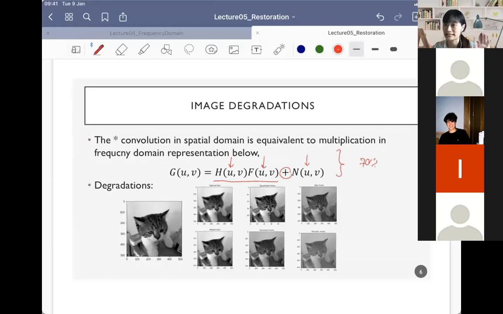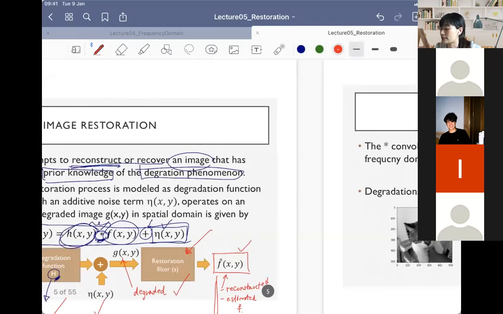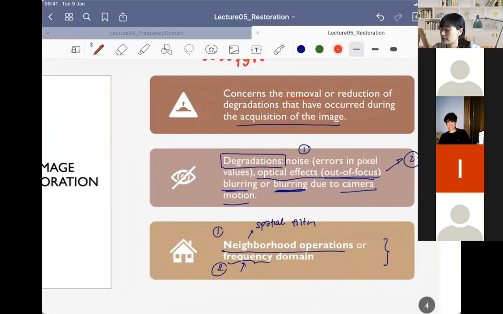So what are the types of degradation? What are the types of degradation in your own mind? Can you give me some examples of the degradation that you may have found in an image? Can you give me some examples of the degradation that could affect an image?